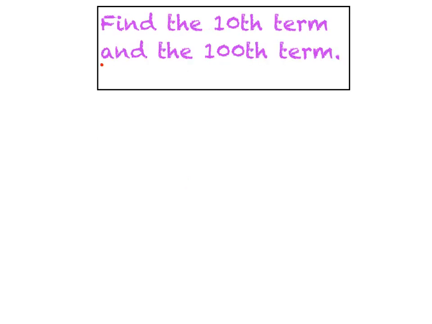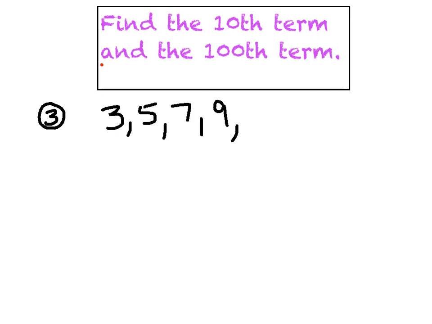Here's a little more of a challenging problem. They're asking me to find the 10th term and then the 100th term if the sequence says 3, 5, 7, 9. Now, those are the first 4 terms that were given to us. Now, as far as the 10th term goes, that's not too hard. You could recognize the pattern. The pattern appears to be that we are adding 2 each time.